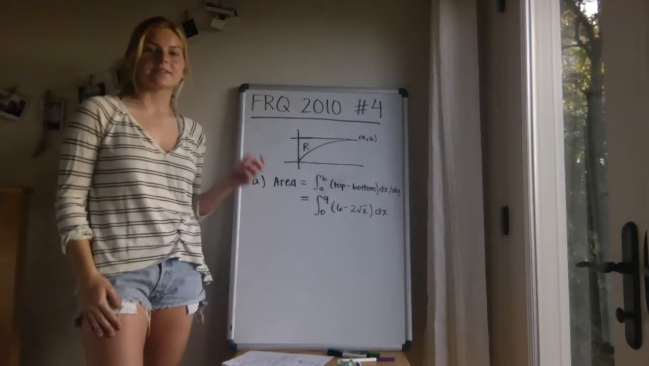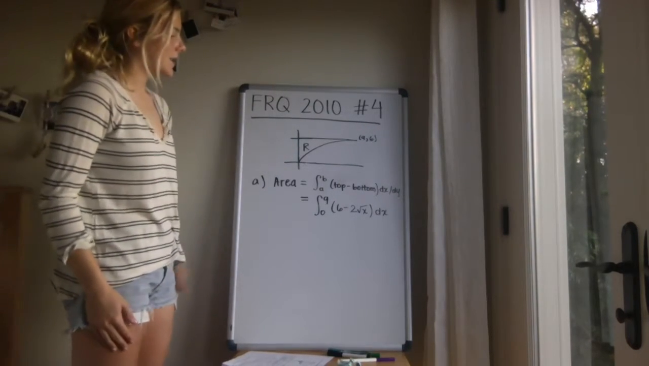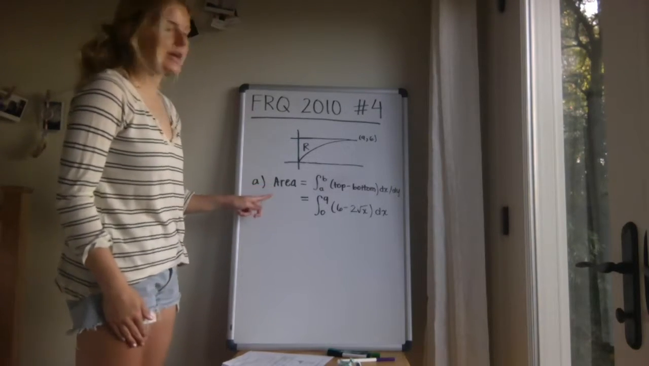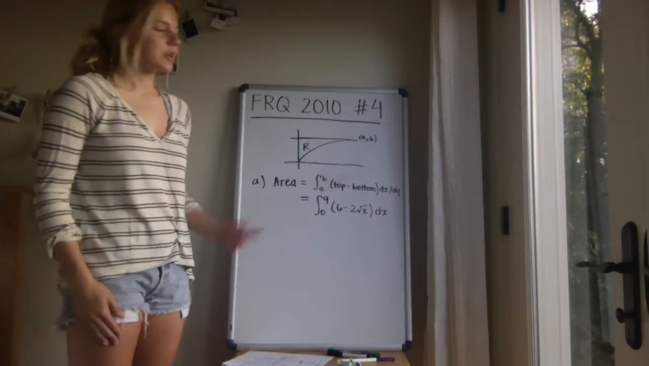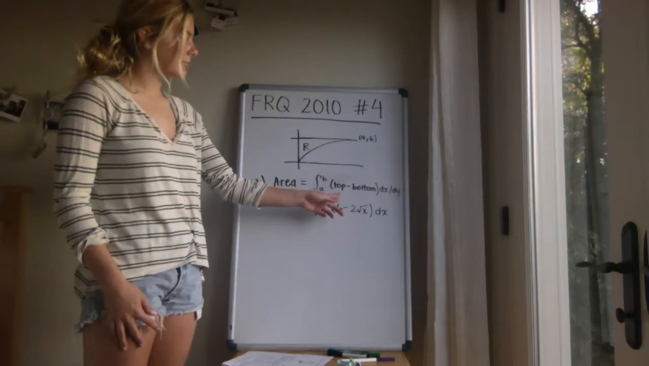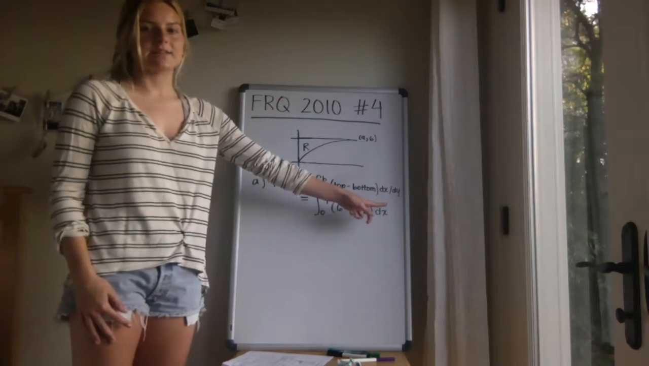Part A asks us to find the area of R. And so our first step is to remember the area formula between two curves, which is the integral from a to b of the top curve minus the bottom curve, dx or dy.